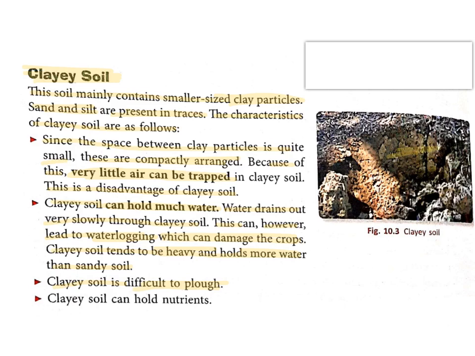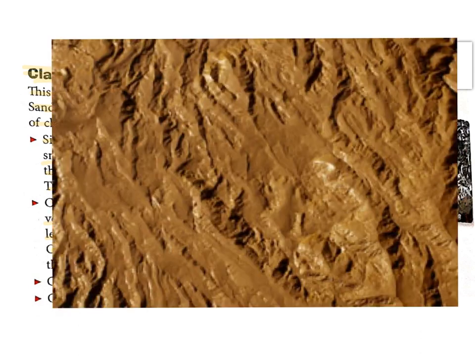The next characteristic: clay soil is difficult to plough. As it is compact and the particles stick to each other, it is very difficult to plough it. The next characteristic: clay soil can hold nutrients. As it can hold more water, it will hold more nutrients.